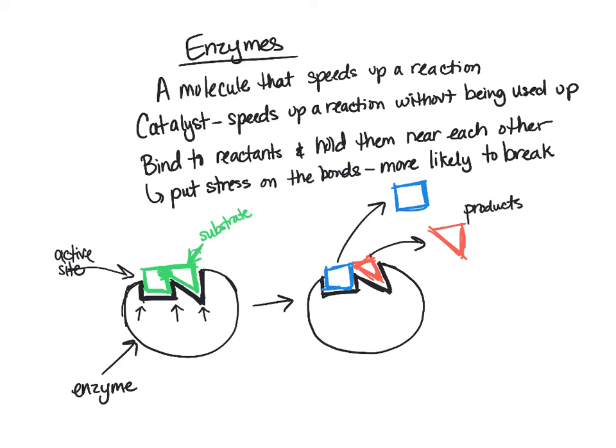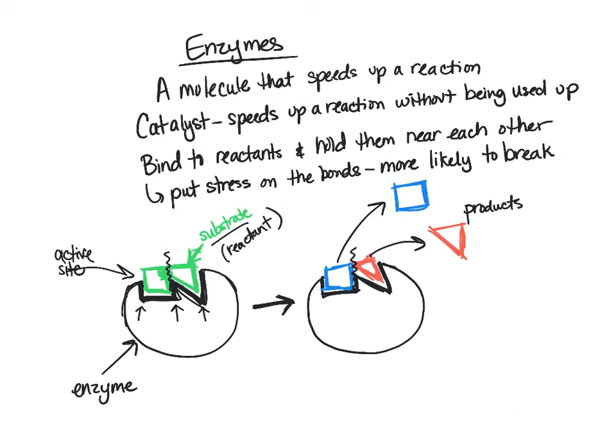So we have our enzyme. It has its active site. It's going to bind to the substrate, which would be the reactant. In this case, we have a single reactant. Then we go through the process here. The enzyme speeds up the reaction by putting some stress on those bonds, and then it breaks this molecule, and we end up with two products. As we just mentioned, it's like a key in a lock. The enzyme is the lock, and the substrate or the reactant or reactants are the key or keys.